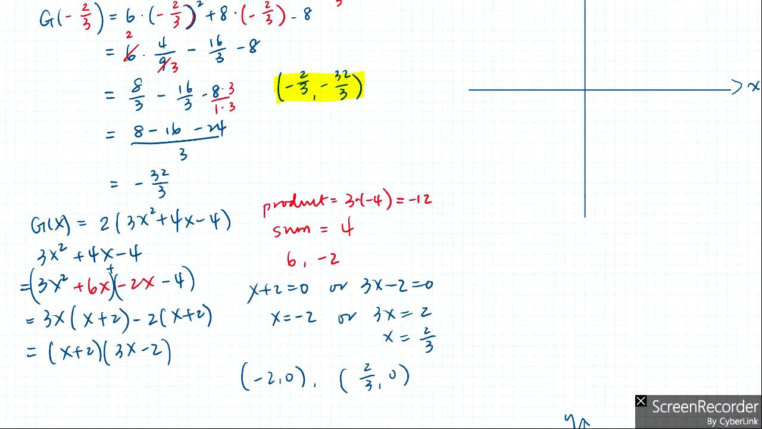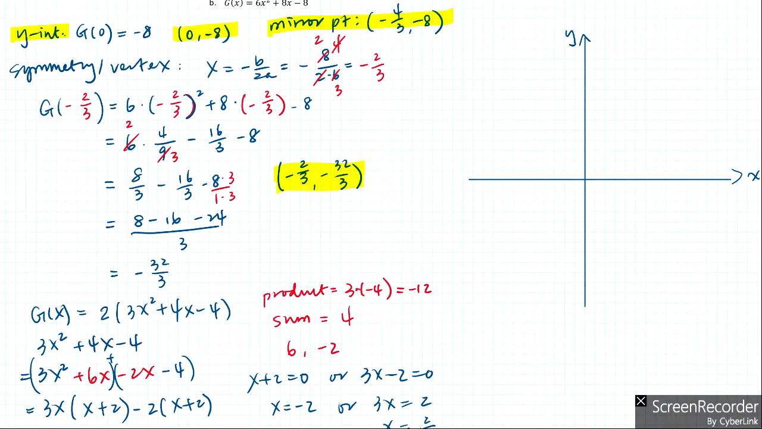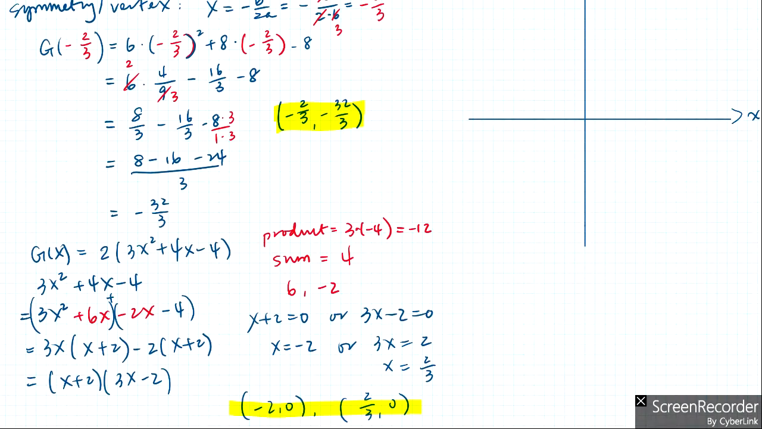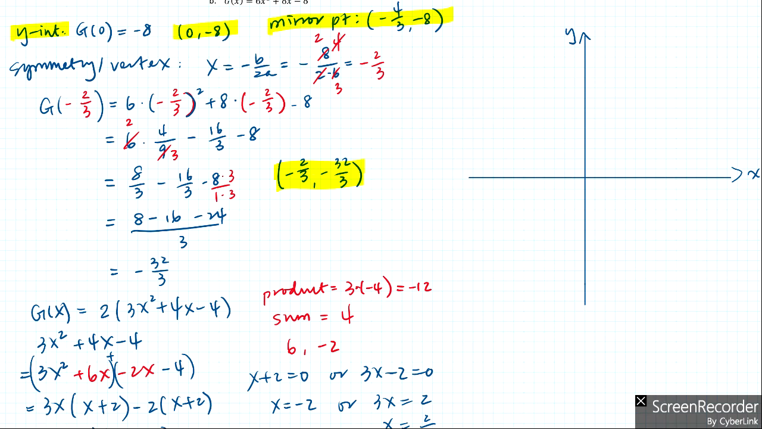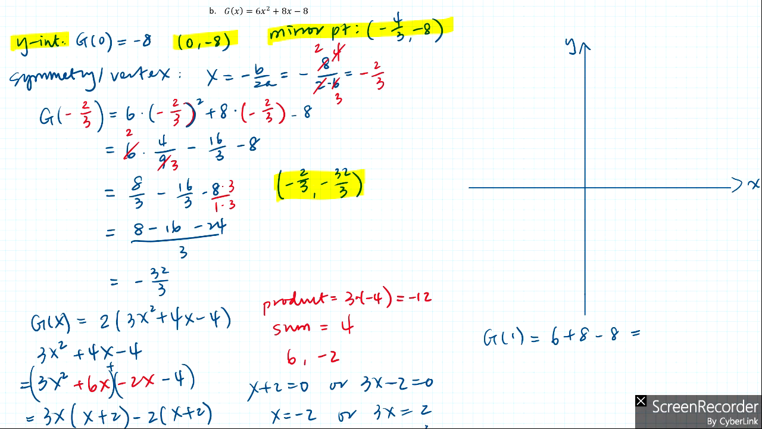And lastly, we want to find two additional points that are symmetrical to each other across the axis of symmetry. That again, we have a little bit more flexibility. Just looking through the values I have for x coordinates, I can again pick x equals 1 just for simplicity reason, and I'm going to go ahead and do so. If x equals 1, I'm looking for g of 1 equal to 6 plus 8 minus 8, which is equal to 6.